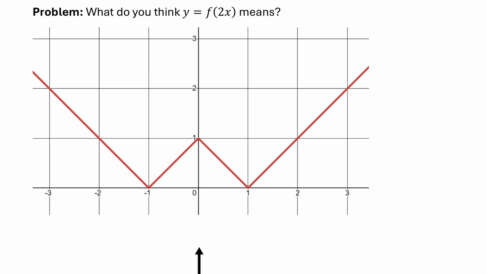Now, what do you think y equals f of 2x means? Well, just using some logic here, if the 3 outside meant multiply the y values by 3, the 2 inside would mean multiply the x values by 2. So let's go ahead and take a look at Desmos, and we'll confirm our hypothesis.